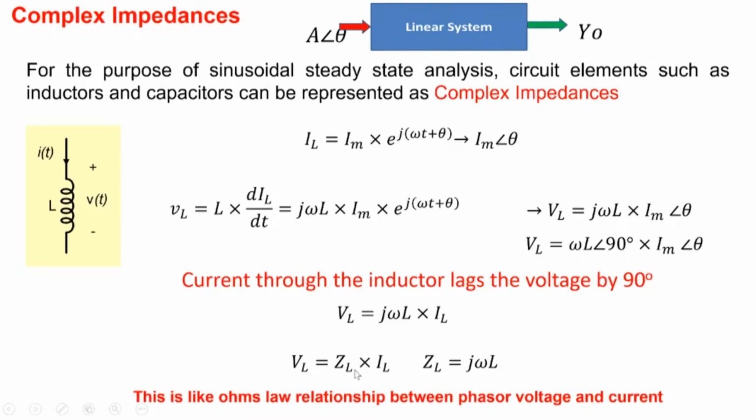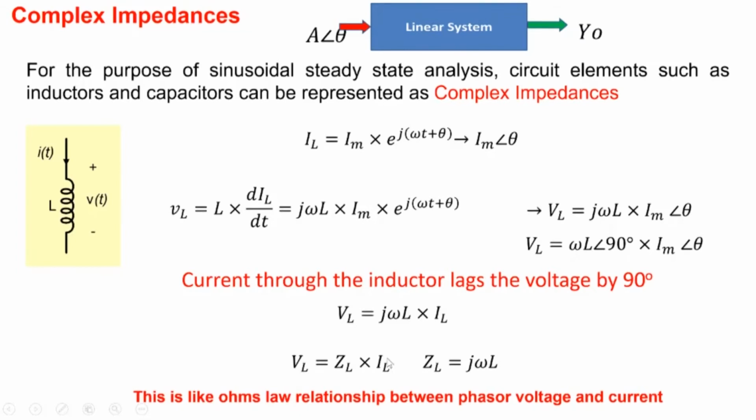So this is also like Ohm's law, right? Voltage being proportional to current with a constant proportionality is like Ohm's law. But this relationship is between the phasor voltage and the phasor current. So whenever we are analyzing a circuit in terms of phasors and we see an inductor somewhere in the circuit, we are going to replace it by this value, j omega L, because that gives us the relationship between phasor voltage and phasor current through it.